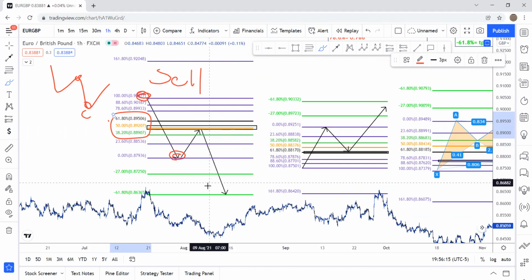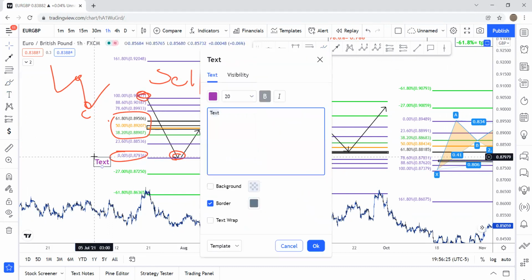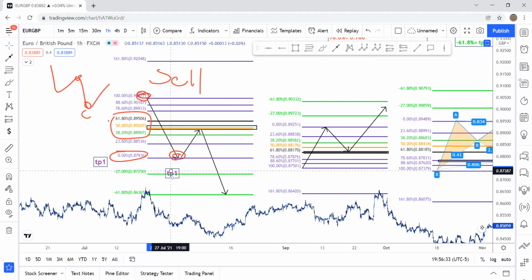Now, as I mentioned, the target one, the 0%, that would be TP1. Let me just actually write that in. So this would be your TP1, all right? The negative 27, this would be TP2.